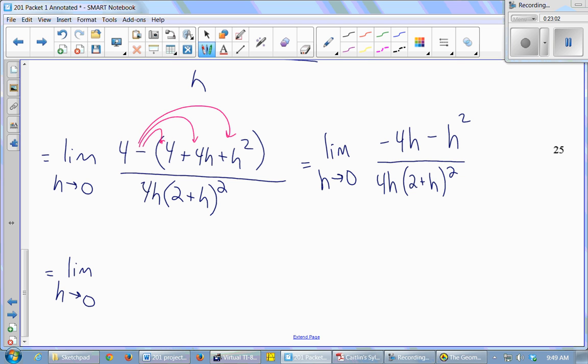My numerator now can be factored. There's an h in both terms. So I'm going to pull an h out, and I'm left with negative 4 minus h, all over 4h times (2 plus h) squared. That was a really key step, factoring out that h from the numerator, because now I can cancel an h from the top and the bottom.